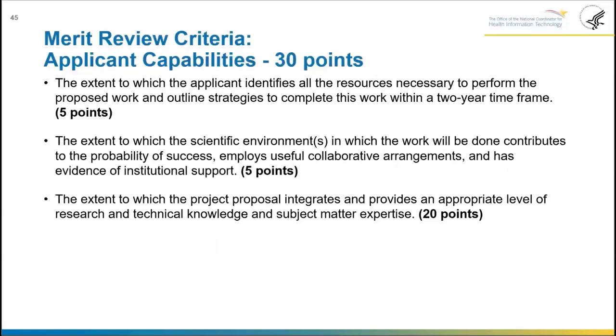The criteria that will be used to assess applicant capabilities includes the following. The extent to which the applicant identifies all the resources necessary to perform the proposed work and outline strategies to complete this work within a 2-year timeframe for 5 points. The extent to which the scientific environment in which the work will be done contributes to the probability of success, employs useful collaborative arrangements, and has evidence of institutional support, 5 points. And the extent to which the project proposal integrates and provides an appropriate level of research and technical knowledge and subject matter expertise, 20 points.